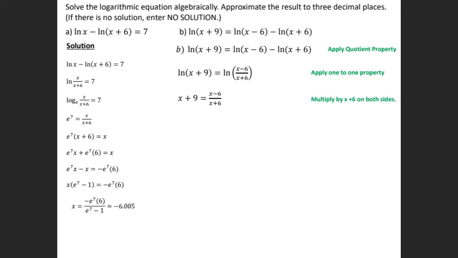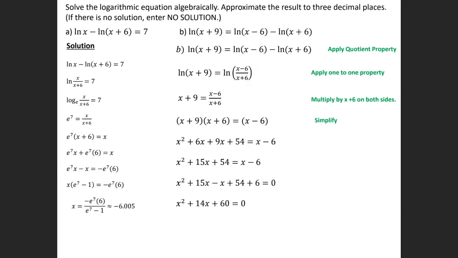Multiply x plus 6 on both sides to get rid of the fraction. This is going to give me x plus 9 times x plus 6. Go ahead and do FOIL. You see we're going to end up with a quadratic. Move everything to one side to combine all of our like terms and simplify. And we're going to get x squared plus 14x plus 60.